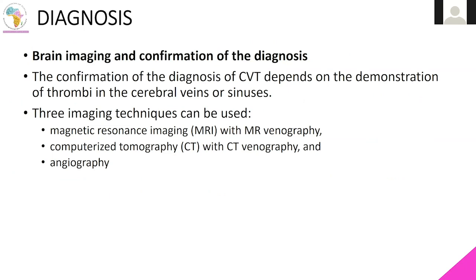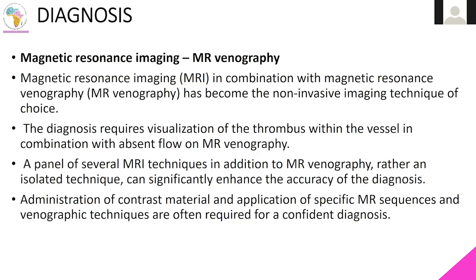So the different modalities that we can use to make the diagnosis, we have magnetic resonance imaging with MRI venography, we have computerized tomography with CT venography, and we have angiography. So these are the modalities that we can use to make a diagnosis apart from the clinical presentation of the patient. So let us look at magnetic resonance imaging.